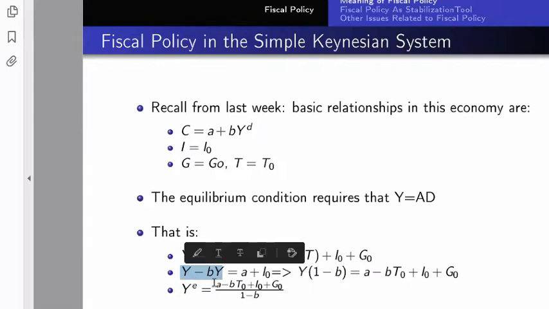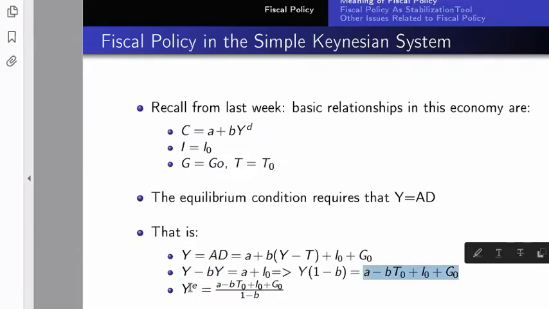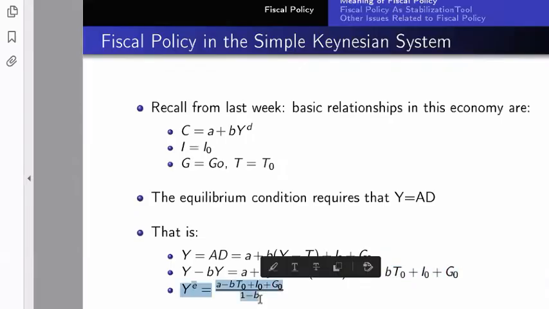So at equilibrium, we are dividing the whole of this by 1 minus b, so that we'll get the equilibrium value for income. So it's not difficult. Guys, try it out, and let me see if you are able to do it. Are you able to work on it? Try it and let's see.